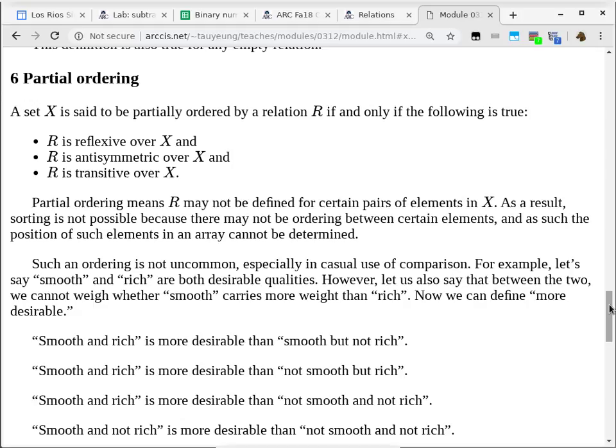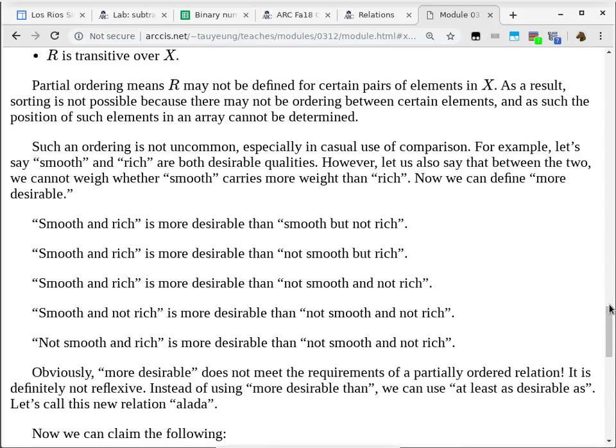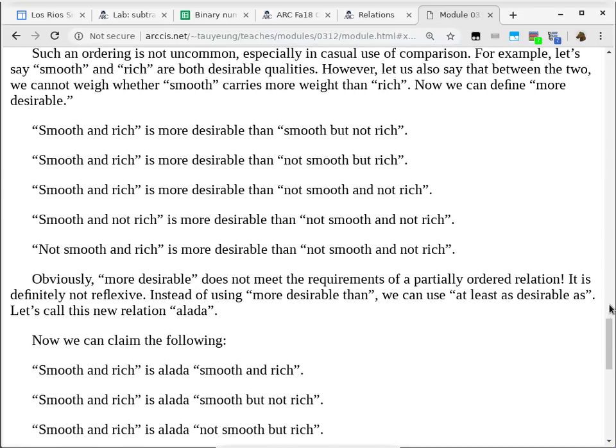But there are things that are less obvious that are partially ordered. So I'll go through this example down here. If you haven't read it, that's why none of you guys are smiling, because very few of you have actually read this part. This is based on a beer commercial. Do you guys remember that beer commercial?